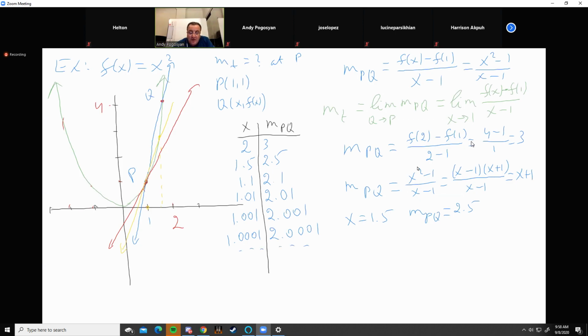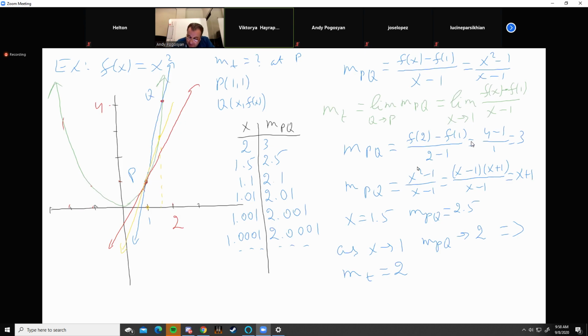Now you can notice that as x gets closer to 1, MPQ approaches 2. So it gets closer and closer to 2. As x approaches 1, MPQ approaches 2, which implies m of the tangent equals 2. So the slope of the tangent line at 1 will be 2.